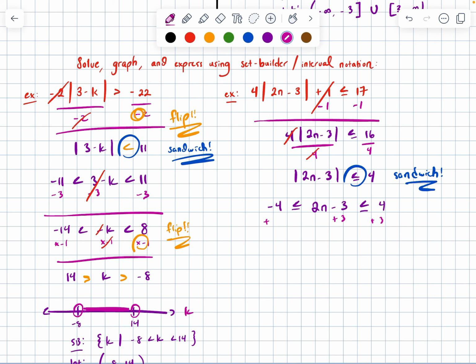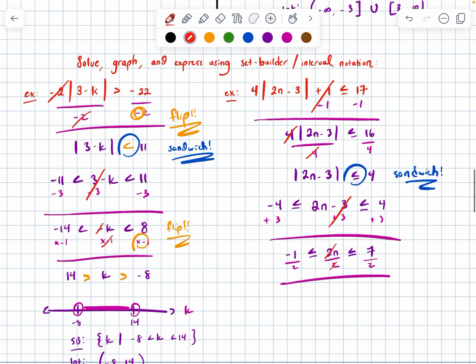Let's start by adding 3 to all 3 parts of our compound inequality. In the middle, they undo each other. I'm just left with a 2n. It's less than or equal to 7 on the right, greater than or equal to negative 1 on the left. Last move, let's divide all 3 parts by 2. That tells me here that n is going to be greater than or equal to negative 1/2 and less than or equal to 7/2.